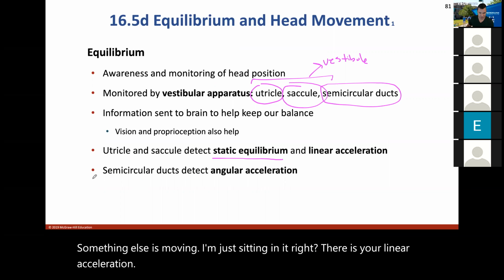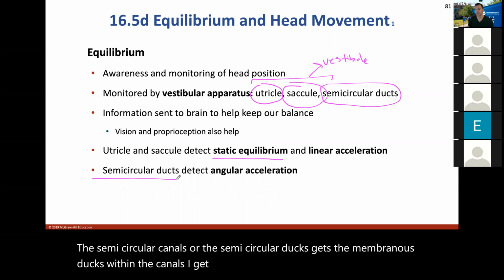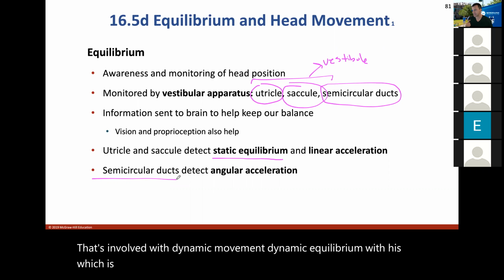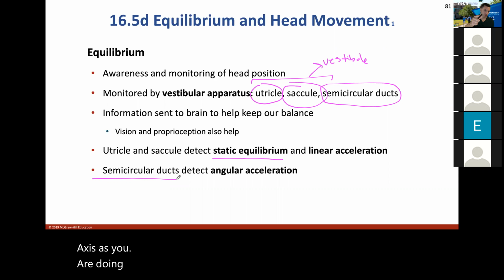The semicircular canals or the semicircular ducts, it's the membranous ducts within the canals. I get it. That's involved with dynamic movement, dynamic equilibrium, which is angular acceleration, because it takes into account the X, Y, and the Z axis. As you are doing the moving, you move, you move, you move.